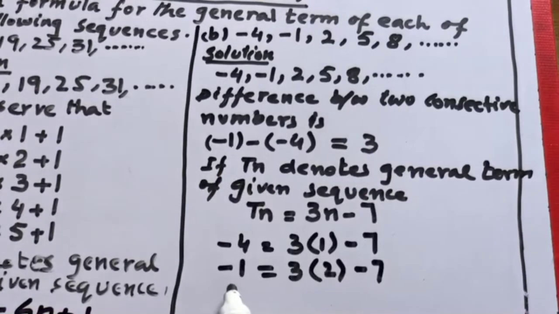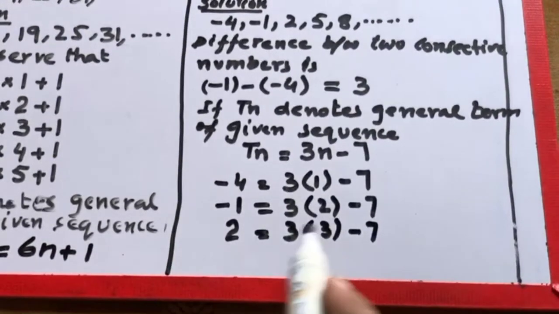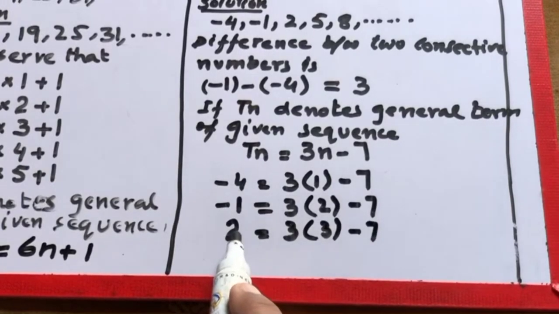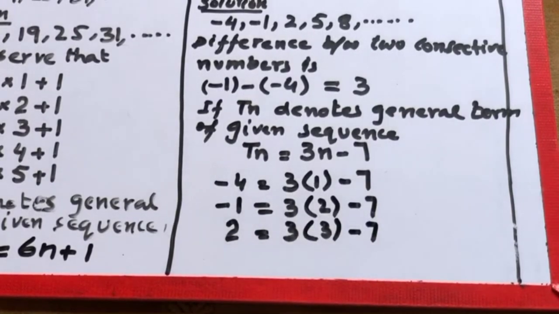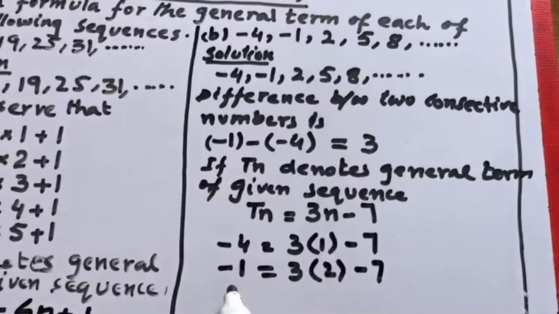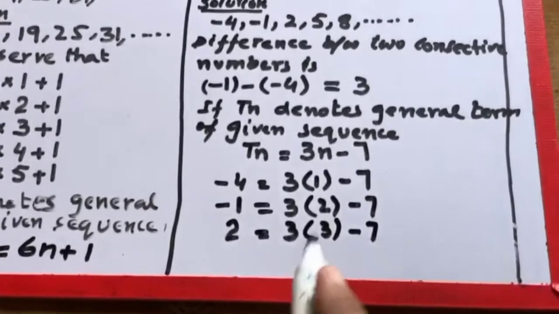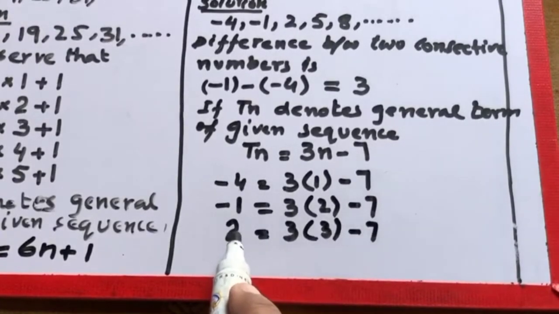And if we take the next term, which is 2, and follow the formula, 3 into the next term, which is 3, so we write here 3 into 3 minus 7. If we simplify, 3 3s are 9, minus 7, so it becomes 2.